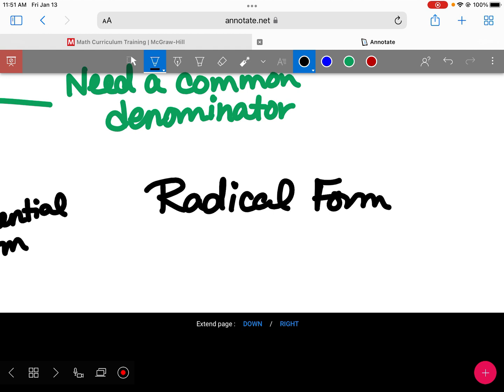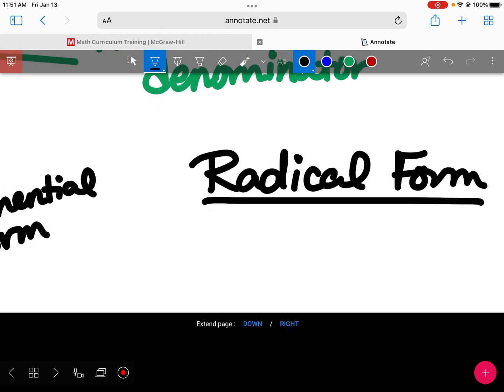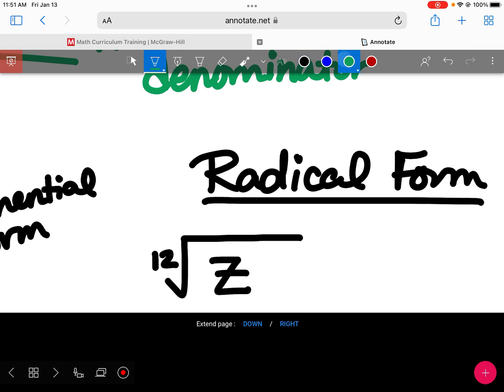How many different ways could I write the radical form and still be correct? I can write it 2 different ways. Yes. What would my index be here? Exponent, or sorry, not exponent. Index would be 12. Z goes under here. What could go underneath there with Z? An exponent of 5.